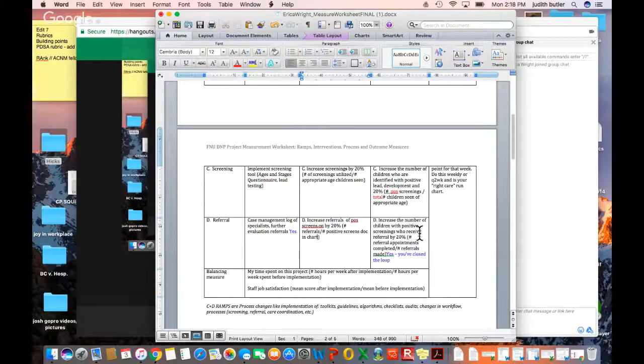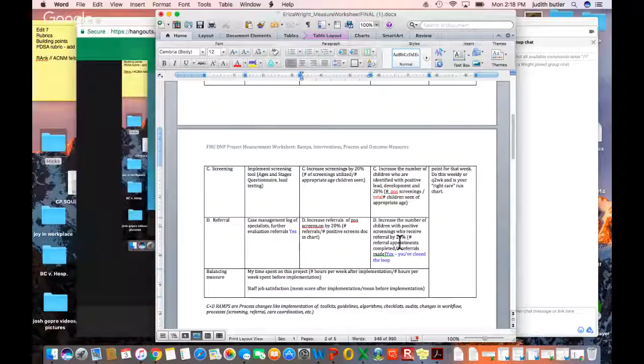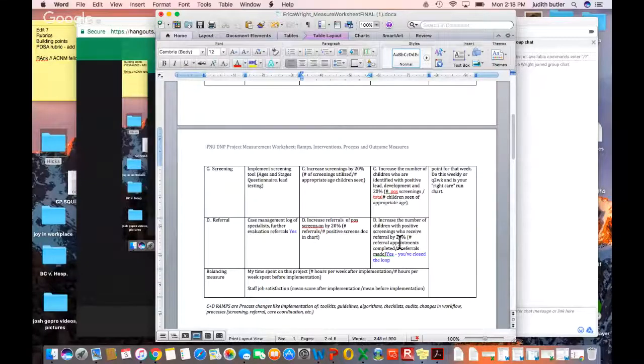Okay. Increase the number of children with positive screenings who receive the referral. Now, are you able to follow up on them? Is it referring to somebody in your clinic or in your group, or can they go outside? They go outside. So maybe what you want to do is just look at, are we scheduled? Did we get this? Did we close it that way? Okay. All right. If you can't follow up on them. Now, the best thing is if you can schedule them and follow up on them.